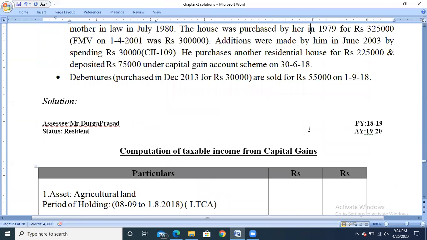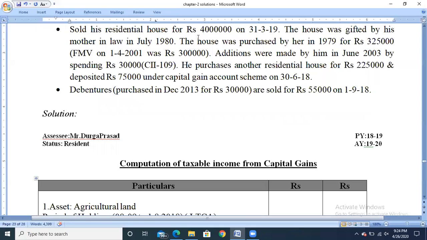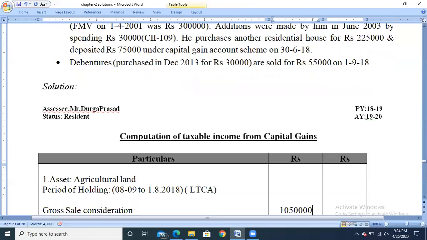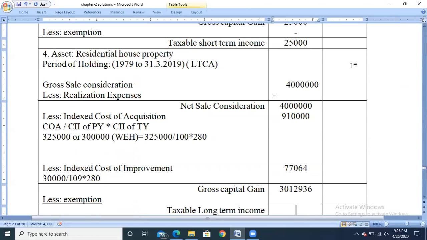If you check the problem, the assessee has sold the asset in the previous year, and within 1 year prior to the date of transfer, he is going to purchase the asset. Correct? Now take the amount of rupees 75,000. He has deposited it in a capital gain account scheme, and he has purchased a new residential house property for rupees 2,25,000. So he can claim the exemption under section 54.